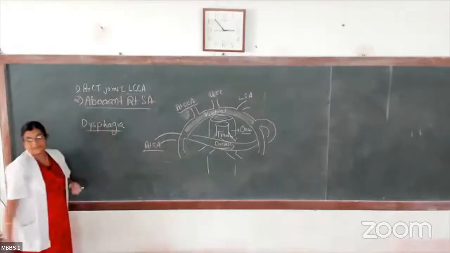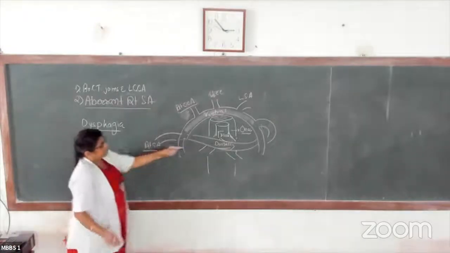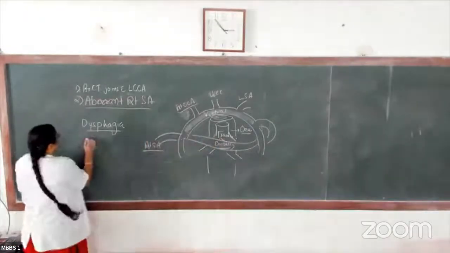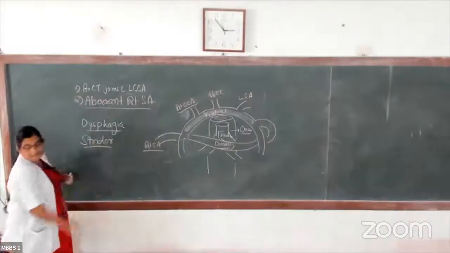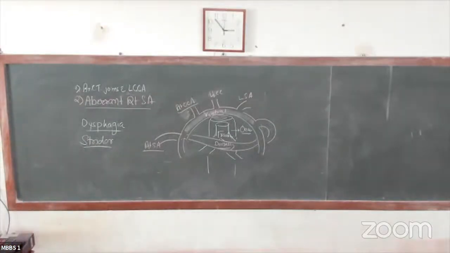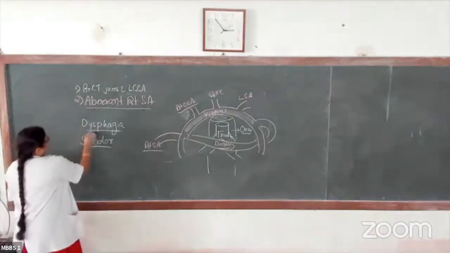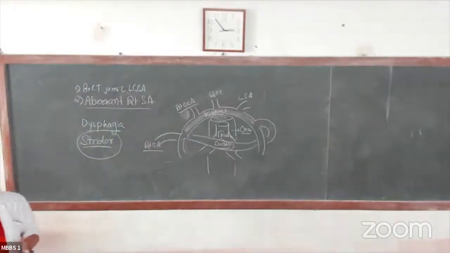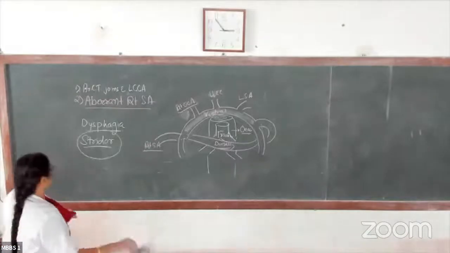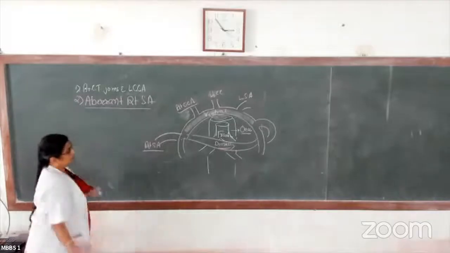Dysphagia means difficulty in swallowing, difficulty in deglutition. Second, if the trachea is also compressed, there will be stridor. Stridor means what? Constriction of the trachea takes place, because of which there is difficulty in breathing, which gives rise to a sound that is known as stridor. It is a harsh vibrating sound which is easily identified. So these are two important symptoms seen here.